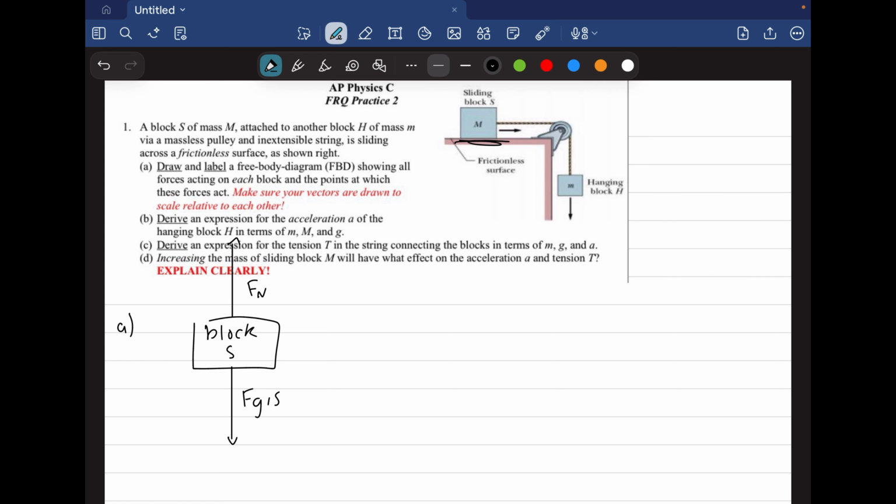And since it's moving to the right, the tension of the rope is pulling it to the right. So T is pulling it to the right.